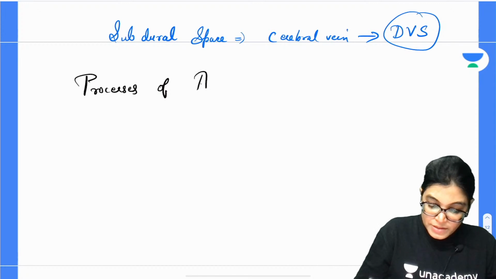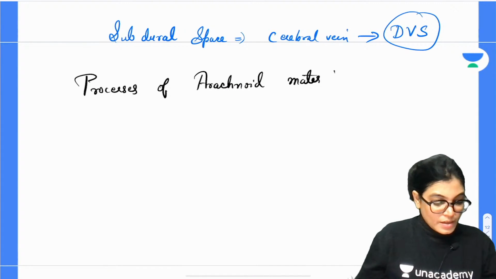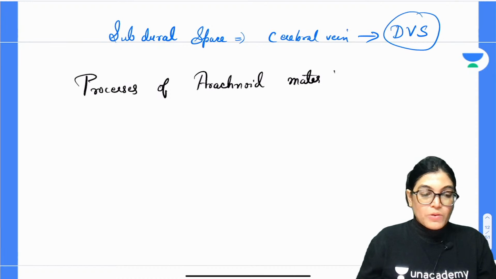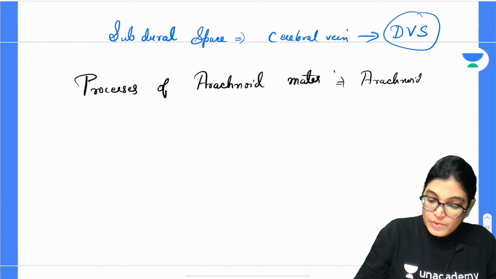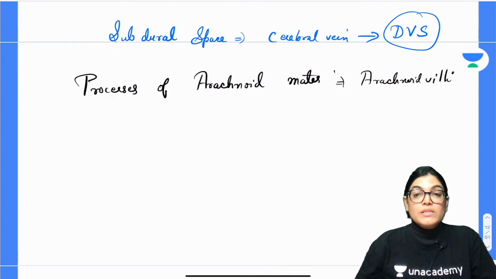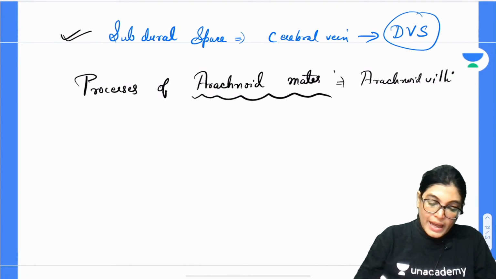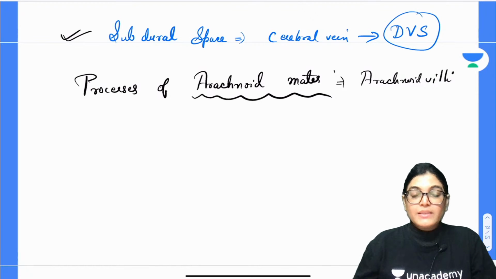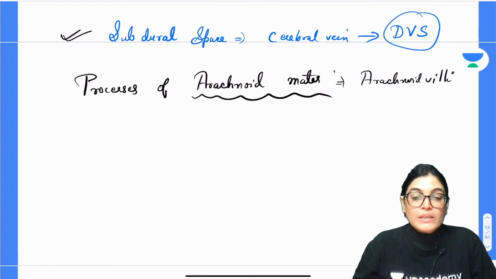The processes of arachnoid matter are in the form of arachnoid villi, which are finger-like processes arising from the surface of the arachnoid matter. What do they do? They push the dura before them and eventually perforate into the dural venous sinus.